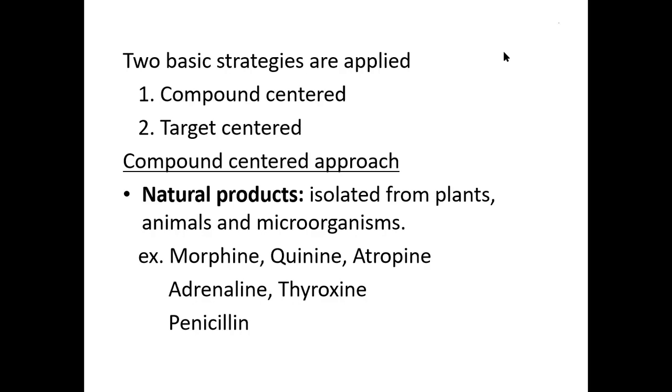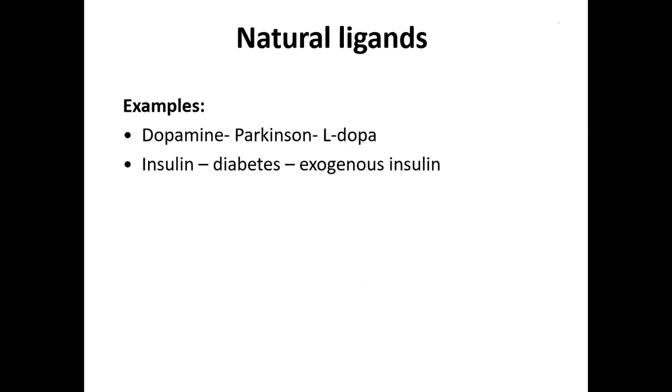Next, there are certain natural ligands. So what are these natural ligands? There are certain diseases. For example, Parkinson's disease or Parkinsonism, which is also called paralysis agitans. In the pathology of Parkinson's disease, there is a deficiency of dopamine. This deficiency of dopamine can be treated with levodopa, L-dopa. Then when you look at diabetes, especially type 1 diabetes, which is called insulin-dependent diabetes mellitus, there is a deficiency of insulin for which we give exogenous insulin. So the drugs can be developed in such a fashion.